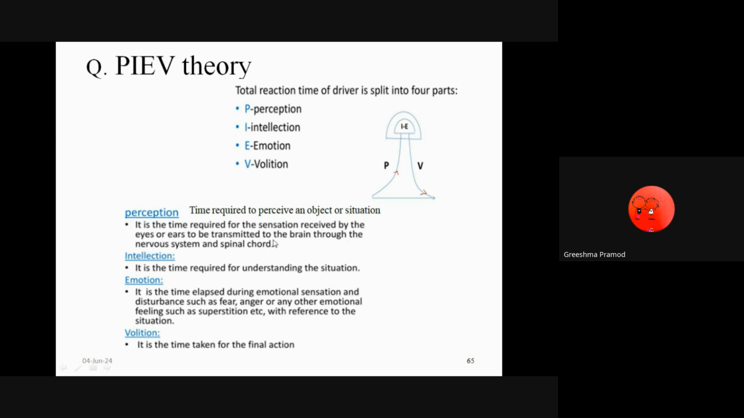It is the time required for the sensation received by the eyes or the ears to be transmitted to the brain through the nervous system and the spinal cord. Okay, intellection, it is the time required for understanding the situation. Emotion is the time elapsed during the emotional sensations, such as disturbances like fear, anger, or any other emotional feeling or superstitions, etc., with reference to the situation. And volition is the time taken for the mind's action. So the total reaction time of a driver varies based on the mental, physiological, and psychological conditions of the driver.